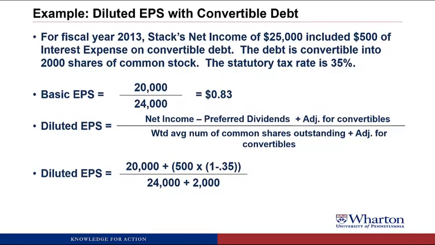And then in the denominator, we start with our 24,000, and then we add an extra 2,000 shares of common stock, assuming the convertible debt had converted on the first day of the year. So that gives us 20,325 divided by 26,000, or 78 cents per share of diluted EPS.